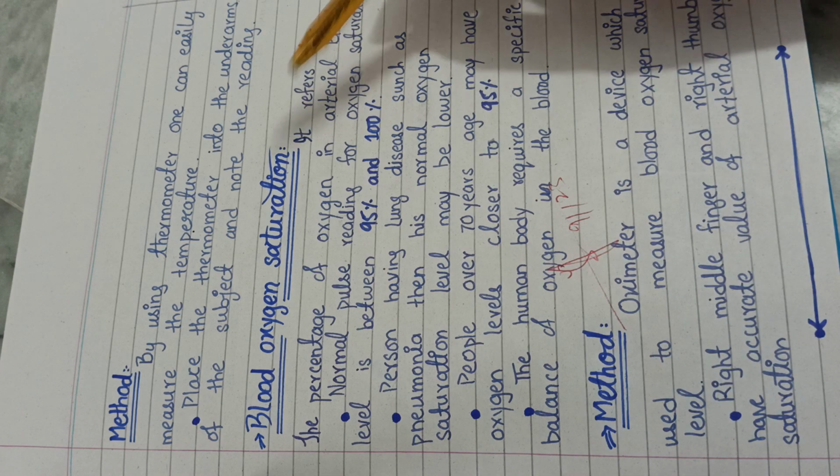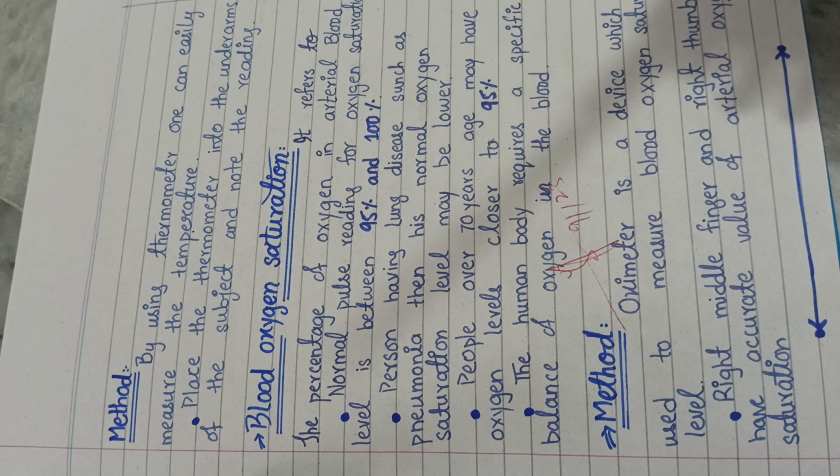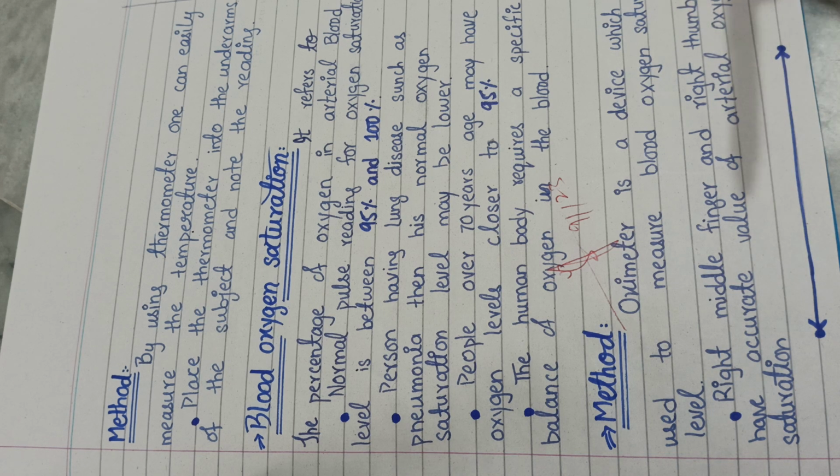So you are going to measure your body temperature with the help of a thermometer. Easy, you can place the thermometer under your arm or under the tongue, and you should get the reading. Next is the blood oxygen saturation level.